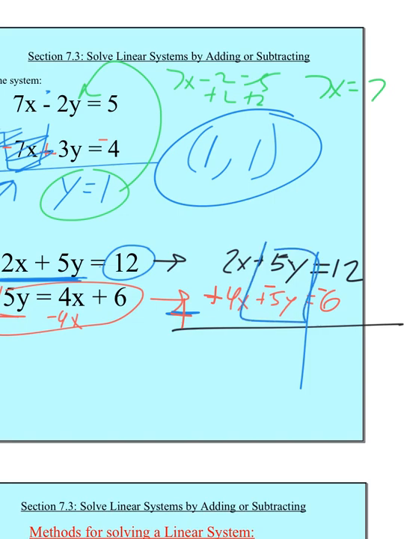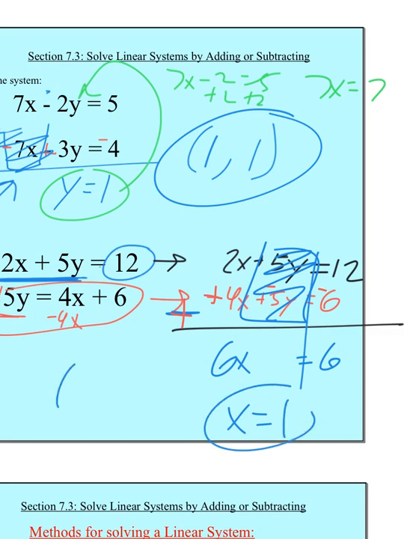I've got my 5y and negative 5y, they're going to cancel. Now I've just got 2x plus 4x. That's much easier than 2 minus negative 4, right? So 2 plus 4, that's all addition now, gives me 6x. And 12 plus negative 6 gives me 6 as well. Divide both sides by 6. x is going to equal 1. So it's 1, something.